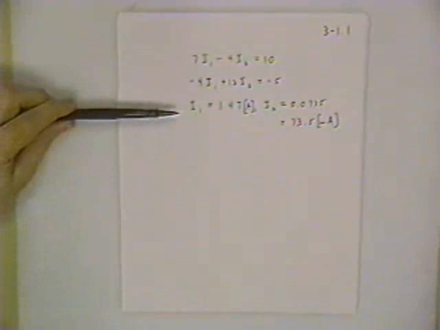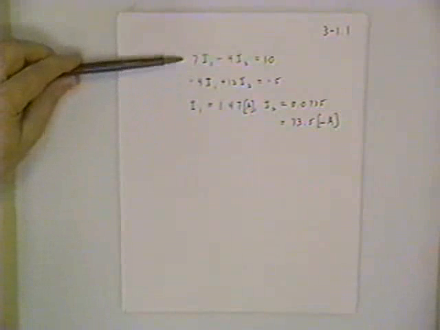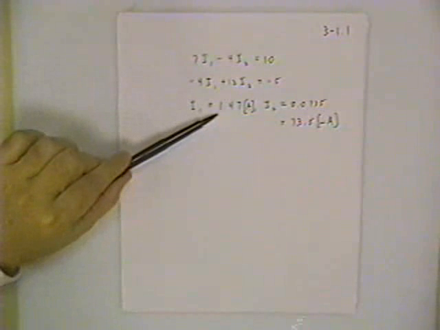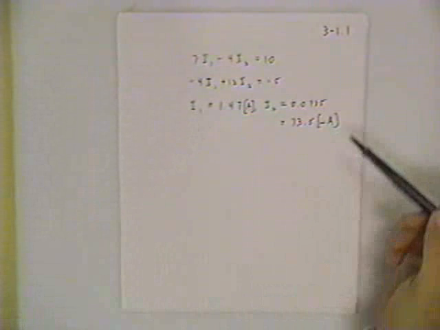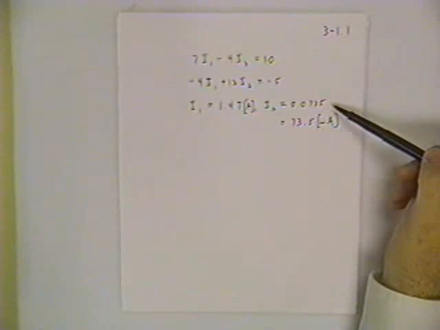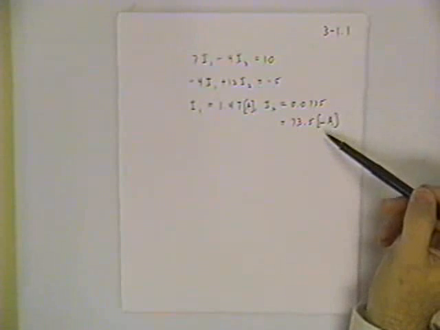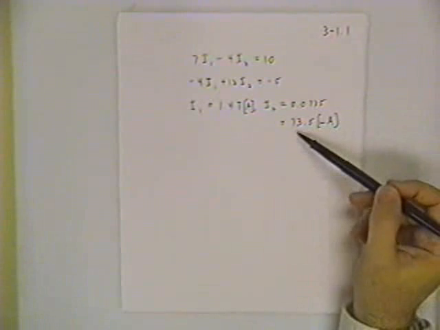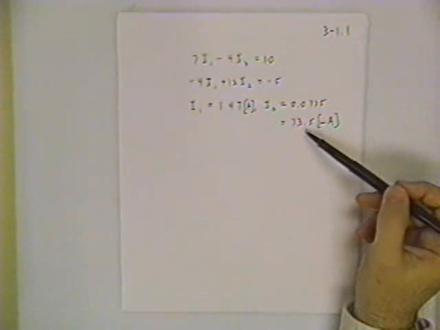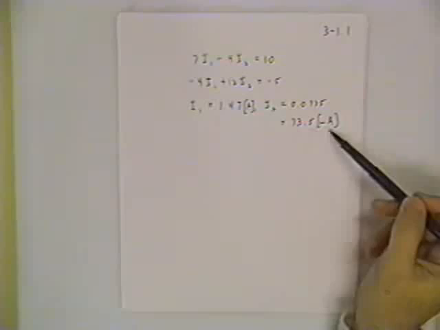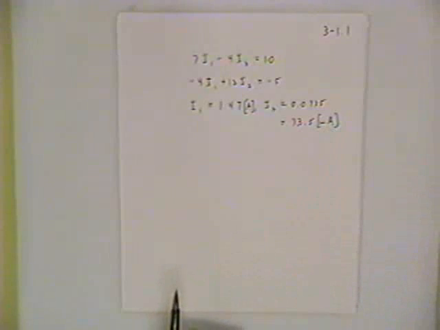Here are the answers that I got from the two simultaneous equations that you see here. I1 turns out to be 1.47 amps, and the I2 value that came out of the calculator, 0.0735 amps. The usual convention is to convert to a multiplier that puts the magnitude in a range of 1 to 1,000. So rather than call this 0.0735 amps, we prefer to call this 73.5 milliamps.